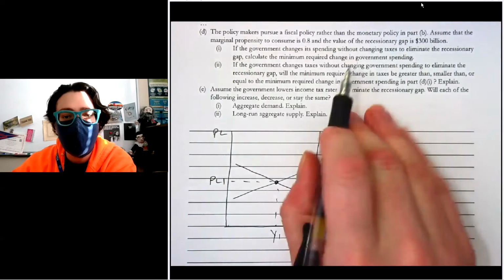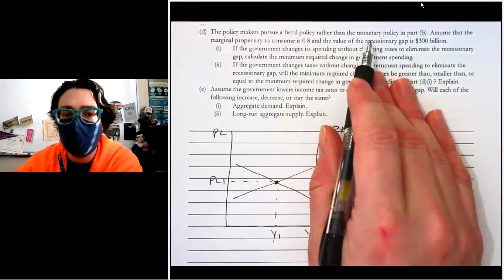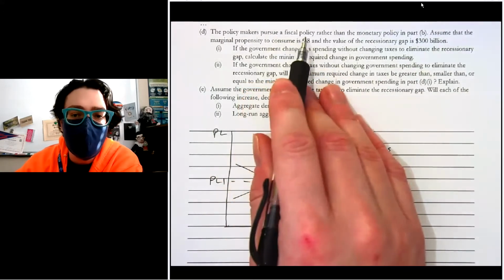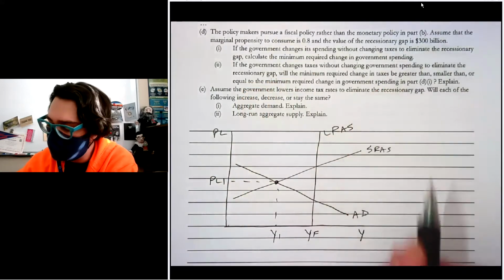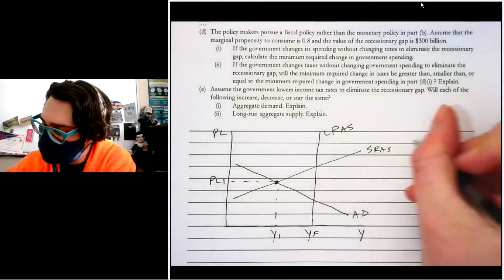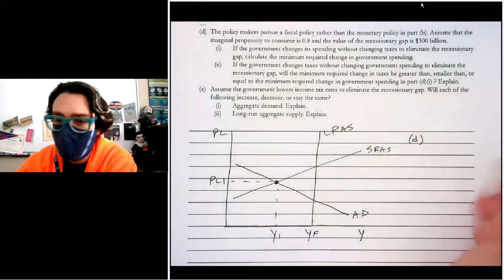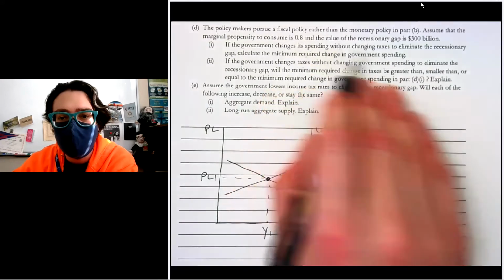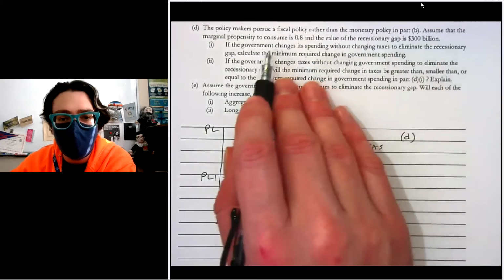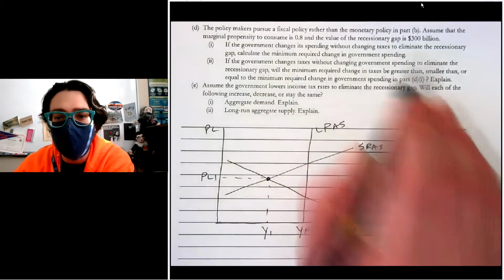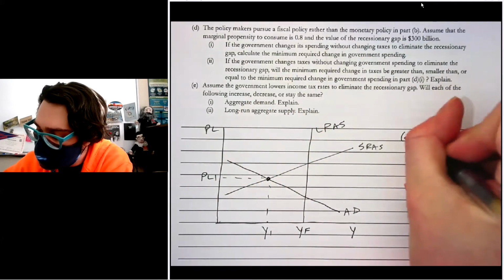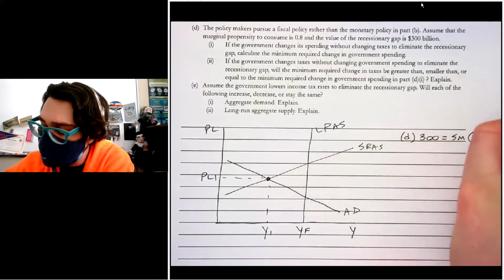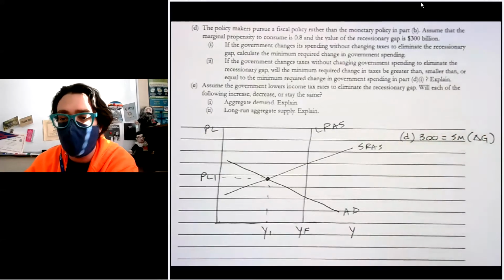Now it says policymakers pursue fiscal rather than monetary policy. That's the part we didn't learn about yet. Assume the marginal propensity to consume is 0.8 and the gap is 300. That's an important detail for part D that we need to solve. It says if the government changes its spending without changing taxes to eliminate the gap, calculate the minimum required change in spending. So if we know the gap is 300, then the spending multiplier times the change in G is what we're going for here.